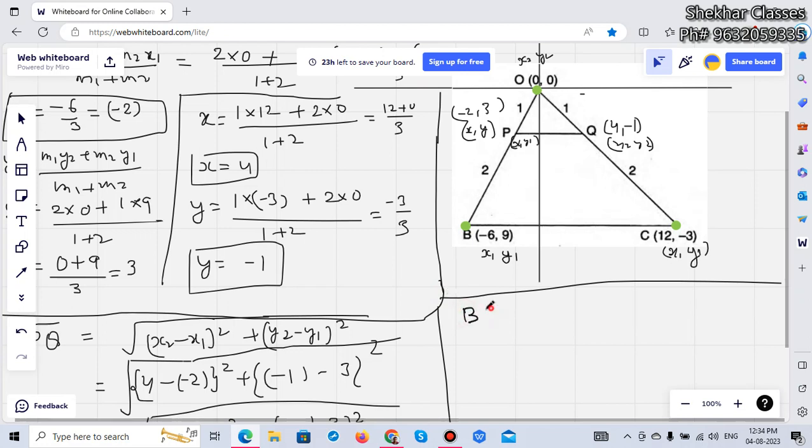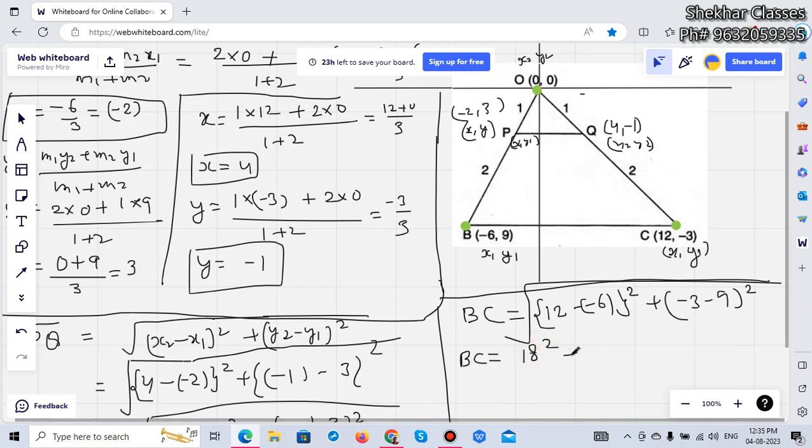BC would be x2 minus x1 the whole square, 12 minus minus 6 whole square, plus minus 3 minus 9 the whole square, everything under root here. So BC here will be 12 plus 6, 18 square, plus minus 3 minus 9, which is minus 12, the whole square. Remember, minus here, and everything under root.